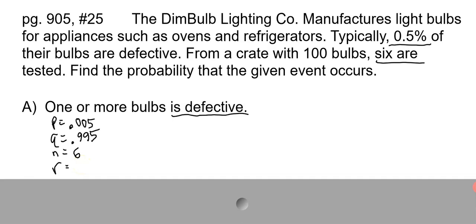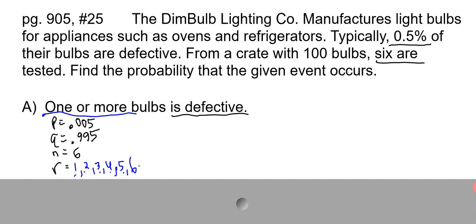Now here's what's weird about this. We want 1 or more. So I'd be happy with 1, so R could be 1. I'd be happy with 2, 3, 4, 5, or 6. So here's the problem. I would have to do the binomial theorem 6 times and add those all up to get the probability of 1 or more bulbs being defective. Well, I don't love thinking about doing the binomial theorem 6 times and adding it up. That doesn't sound like fun to me.